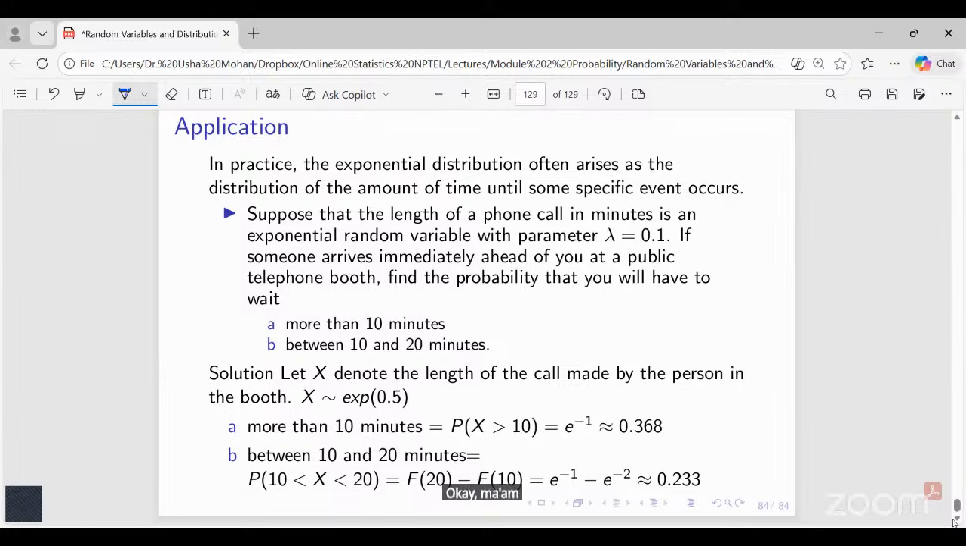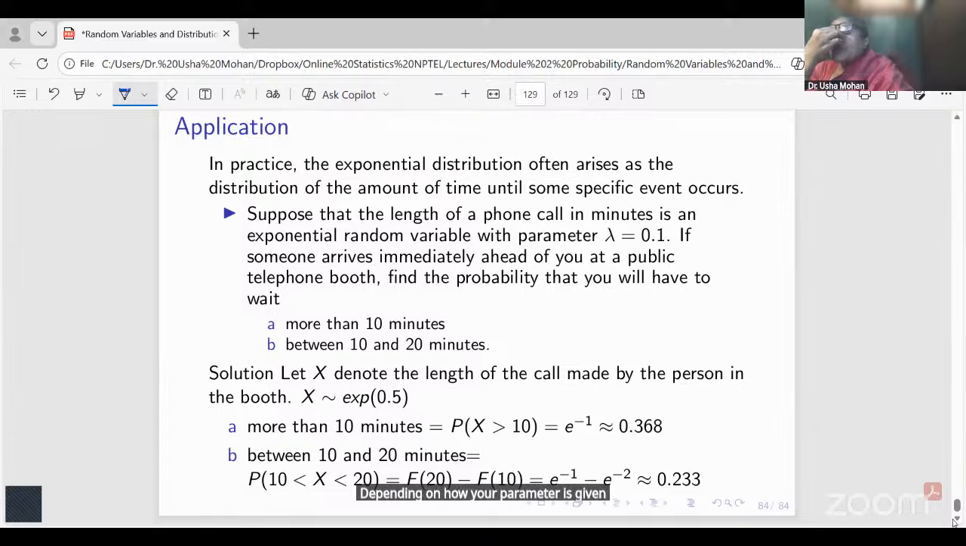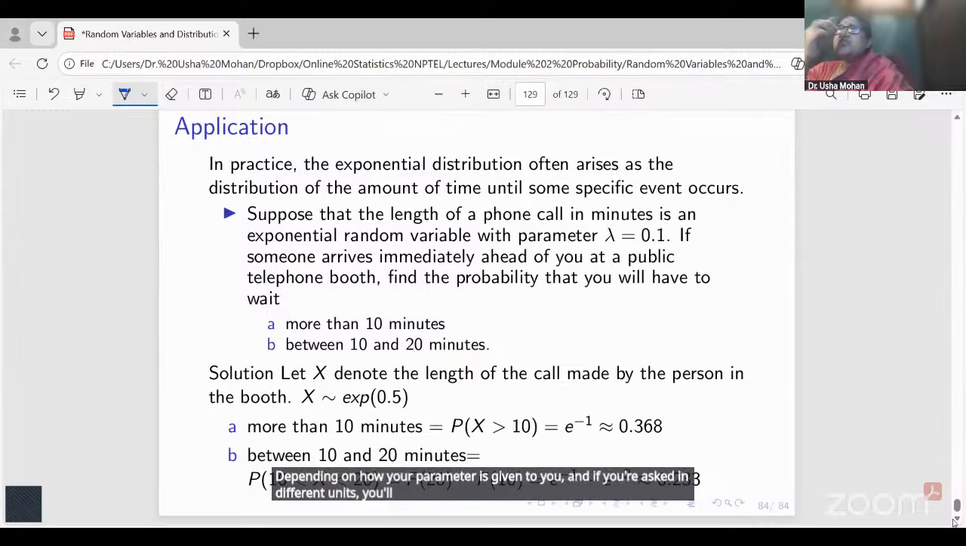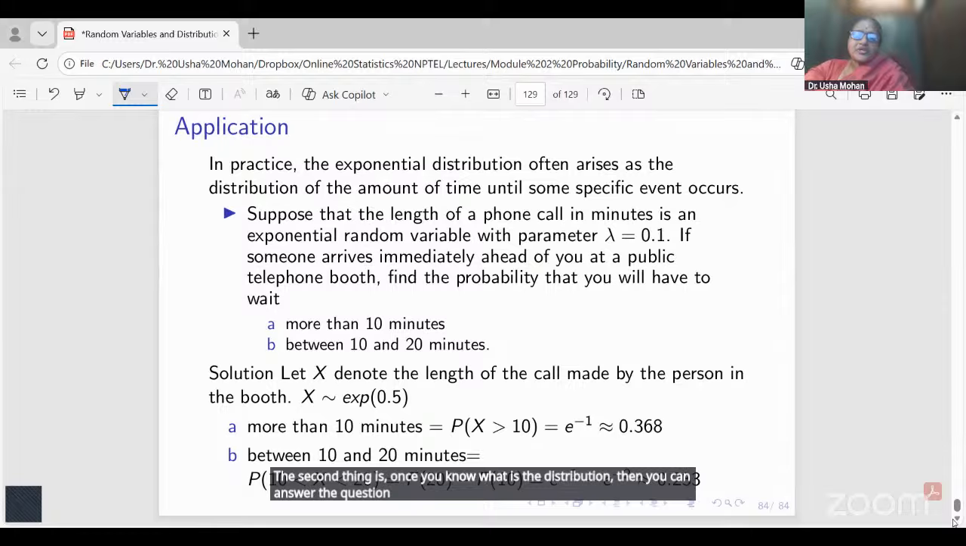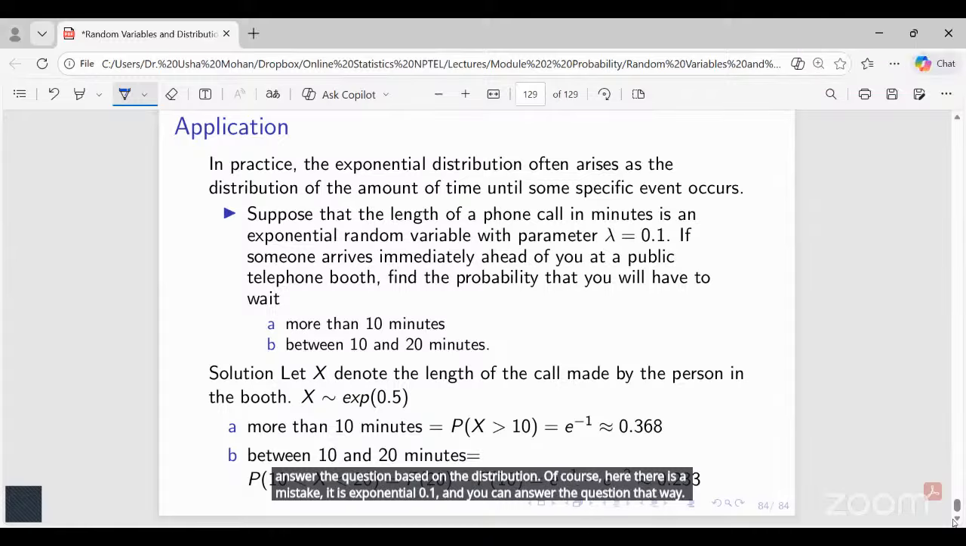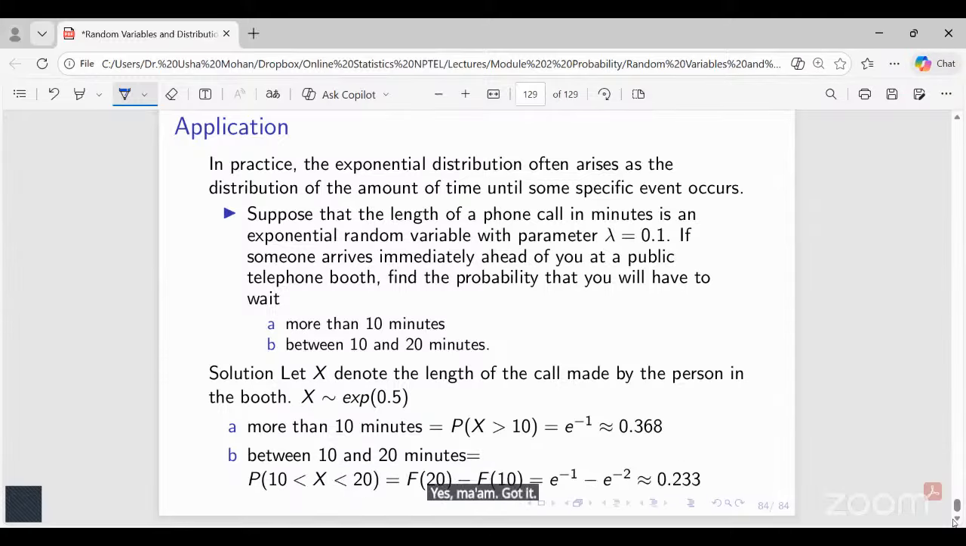Depending on how your parameter is given to you, and if you're asked in different units, you'll have to change the parameter accordingly. The second thing is, once you know what the distribution is, then you can answer the question based on the distribution. Of course, here there is a mistake. It is exponential 0.1, and you can answer the question that way. Is that clear? Yes, ma'am. Got it. That is how you do it.